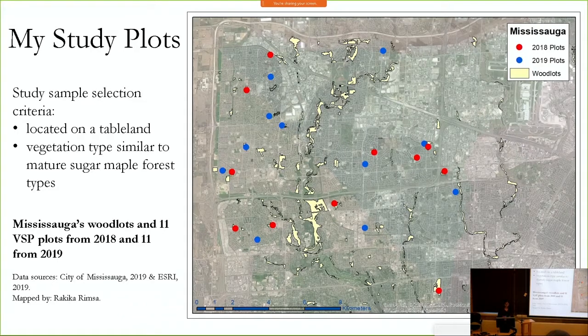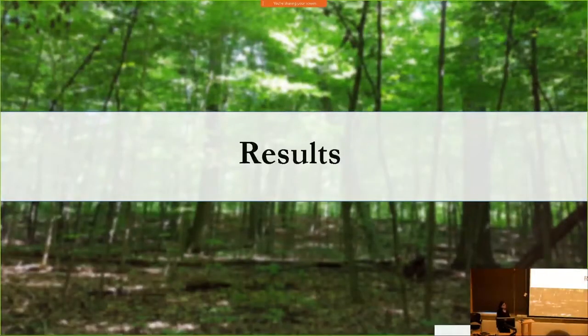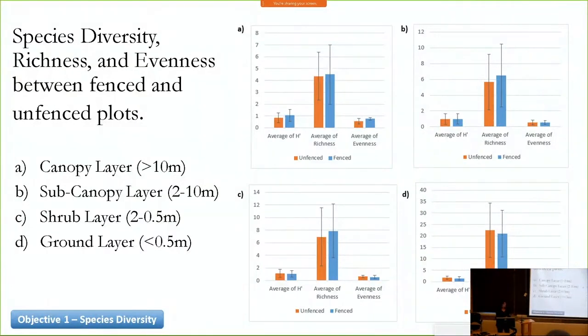Unfortunately, I could not find more fenced plots, because they are hard to find. But overall, this graph shows the different forest types present in the different woodlands. In the unfenced woodlands, you have sugar maple, so they're overall different sugar maple types of forest. There is a similarity, so I was okay with comparing these. I'll be walking you through the results. There's a lot, so I'll try my best.